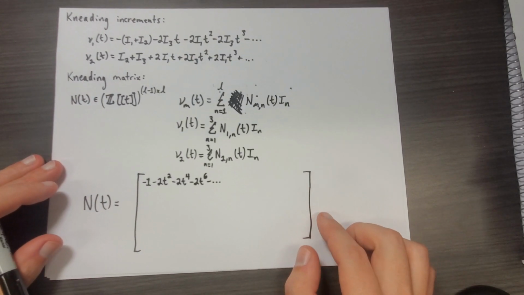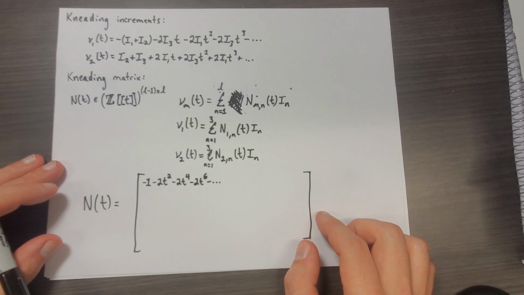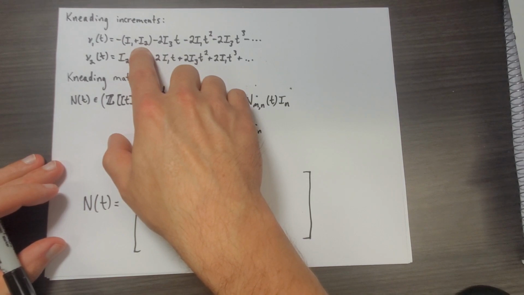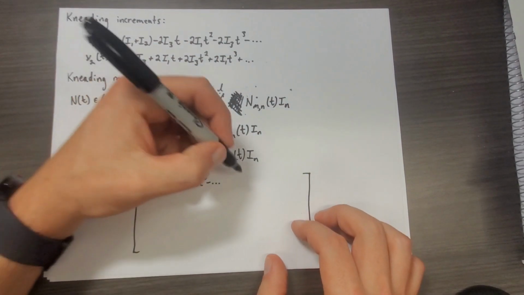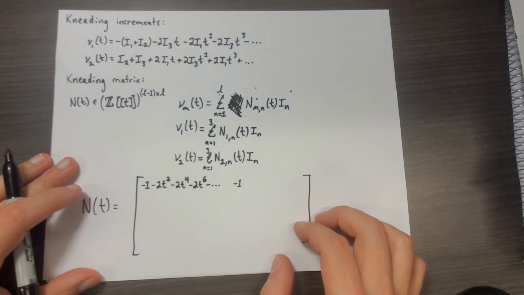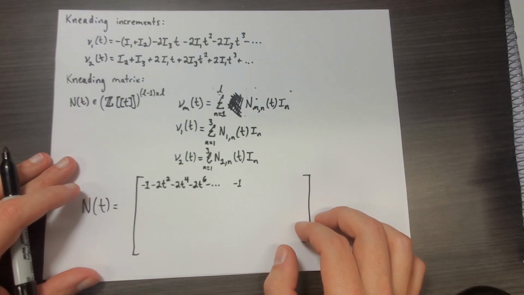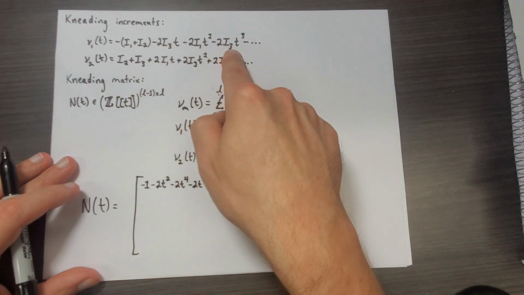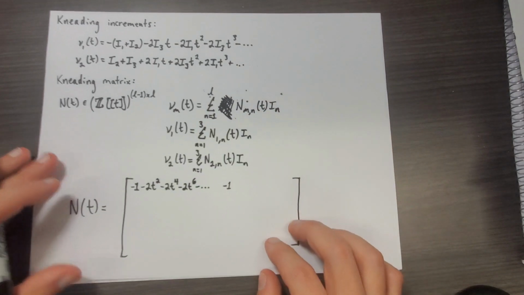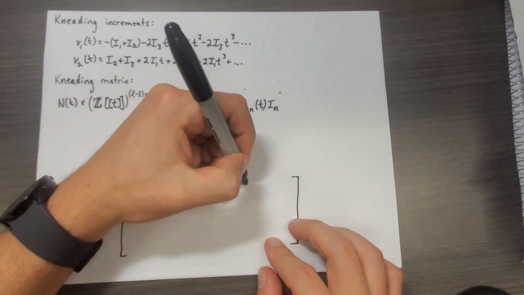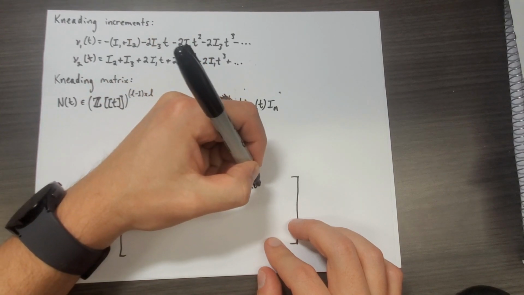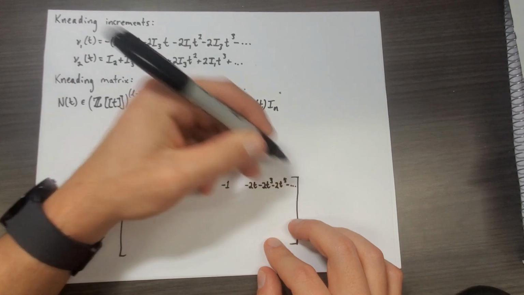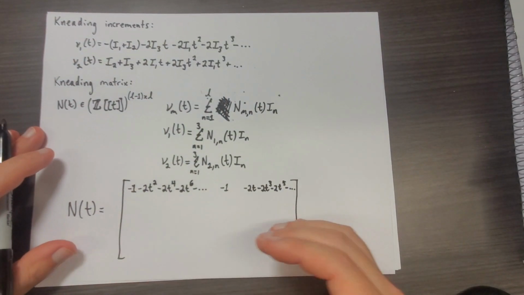I realized I should have left some more space. But for the second, I only have I2 in this first place. We never hit I2 otherwise. And it gets a coefficient of -1. So it's quite simple. On the other hand, I3 gets, well, it's not in the constant term, but it is in the linear and the cubic and all the other odd power terms. So it's going to be -2t minus 2t cubed minus 2t to the 5th minus so on. So that's the first row of the Kneading matrix.